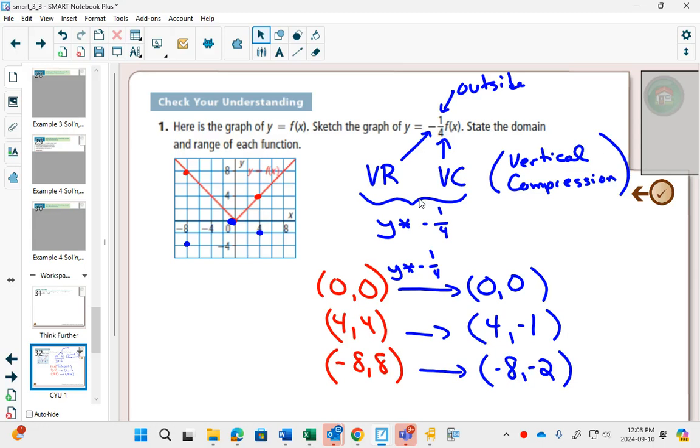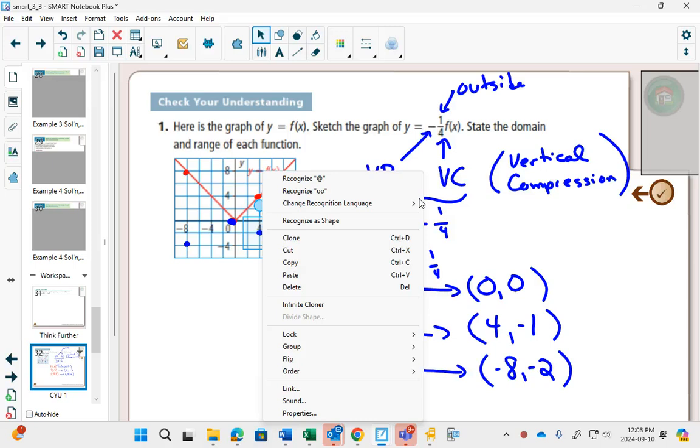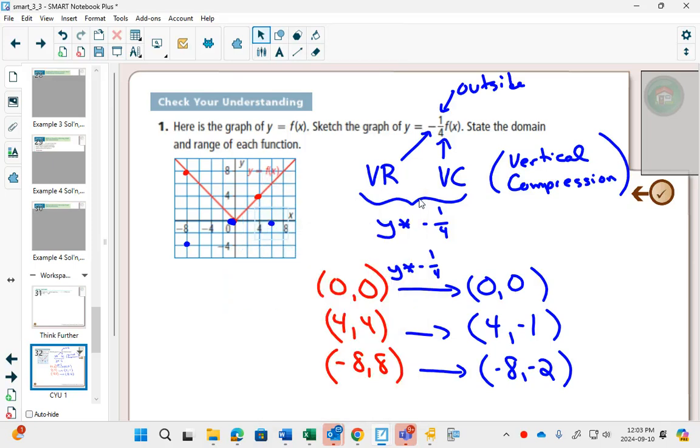So this point should actually move up. Oh, it's true. Oh, there we go. It should be there, right? And this point should be there. If I got you to do it on your own, you'd probably plot them in the wrong spot. There's our graph.